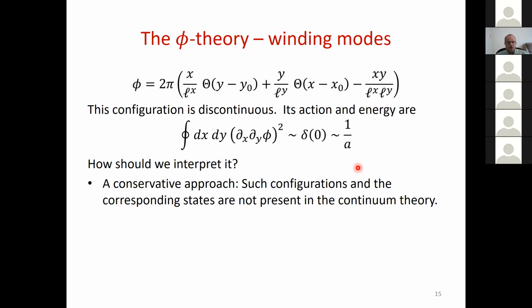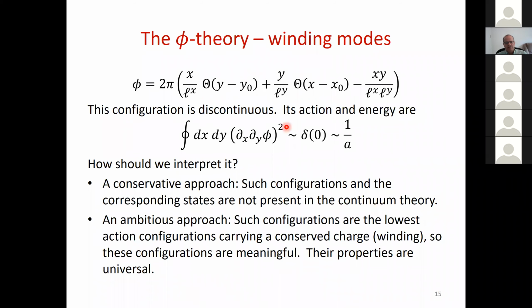And the more interesting, the more ambitious approach states that these configurations are the lowest energy configurations that carry some charge, and as such, that they are interesting. And the continuum theory captures the physics of these winding configurations and small fluctuations around them correctly. And again, we can go back to the lattice, repeat the whole computation on the lattice, and realize that the continuum theory was clever enough to reproduce the correct answer without ever mentioning the underlying lattice. Now, this whole thing starts sounding very familiar.